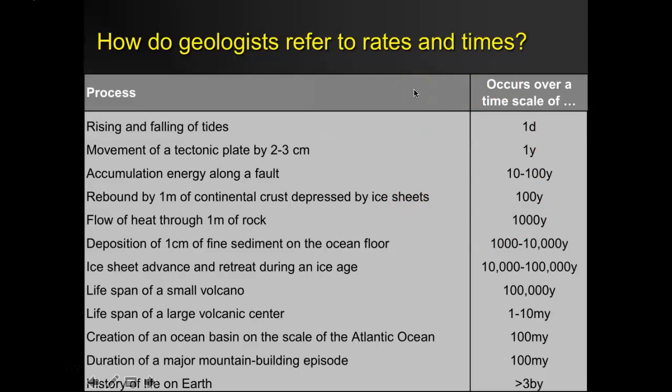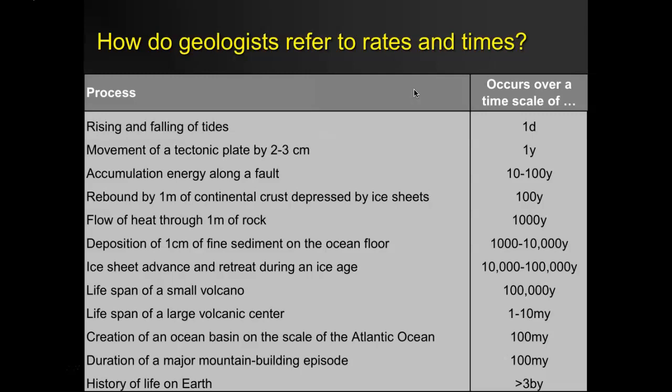Tectonic plates move about 2 to 3 centimeters a year. That's about the rate your fingernails grow. Energy accumulates on faults in the 10 to 100 year range. That then is released, that buildup of energy, when there's an earthquake, and then that accumulation starts again.